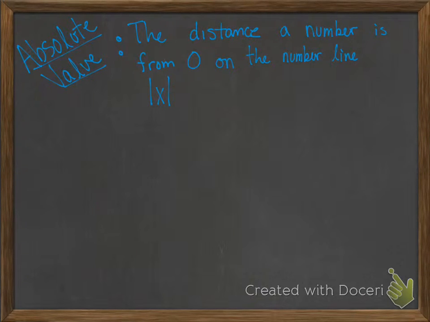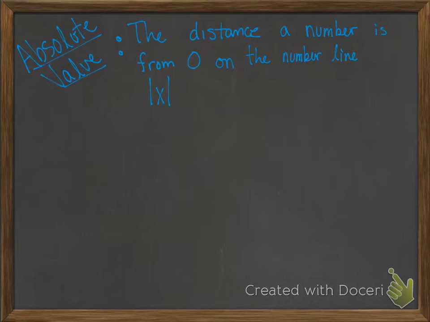The absolute value symbols are just two vertical lines around the number. So in this example, you have two vertical lines around x, so this would be read as the absolute value of x, okay? I make my absolute value marks a little bit taller than my ones.